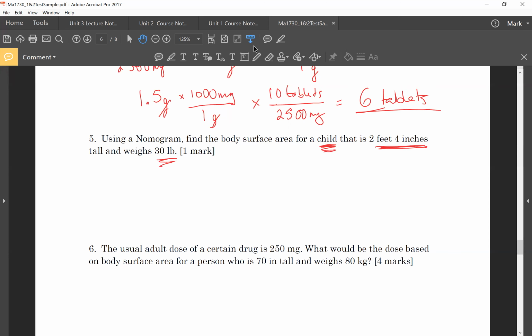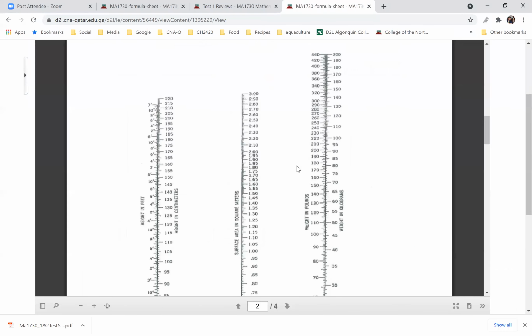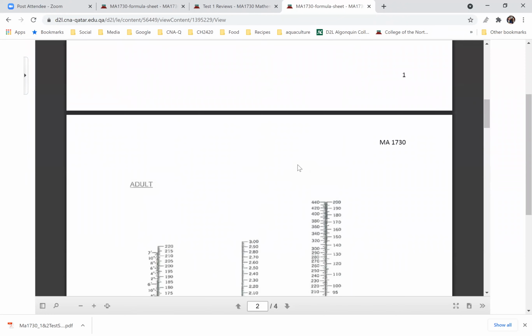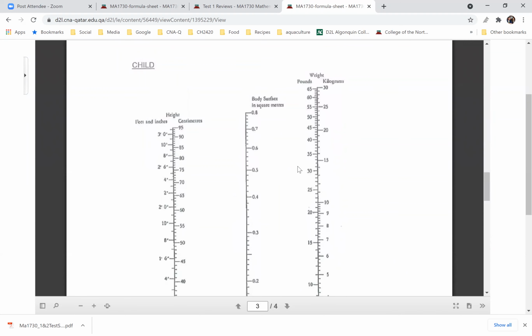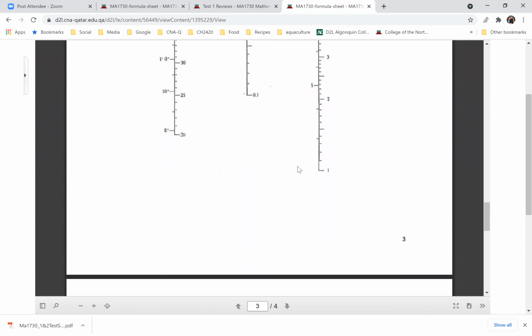All right, let me go to my chart. So here you can see my screen. The adult chart is first. The child chart is on page 3.